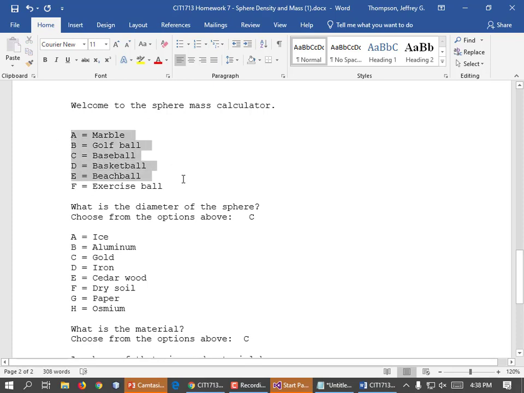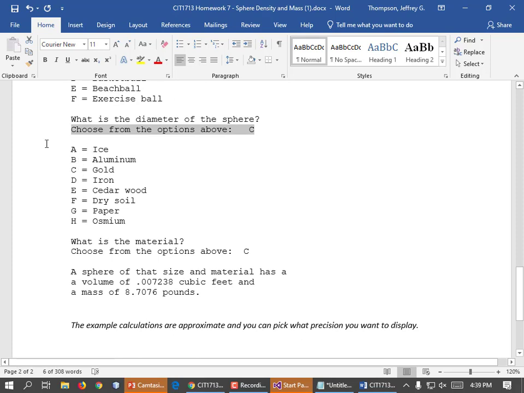First we pop up a little menu. And what is the diameter of the sphere? Choose from the options above. C. It'd be kind of neat if we looped and made sure that they didn't type in an invalid letter or something like that, but I didn't specify that you have to do that.